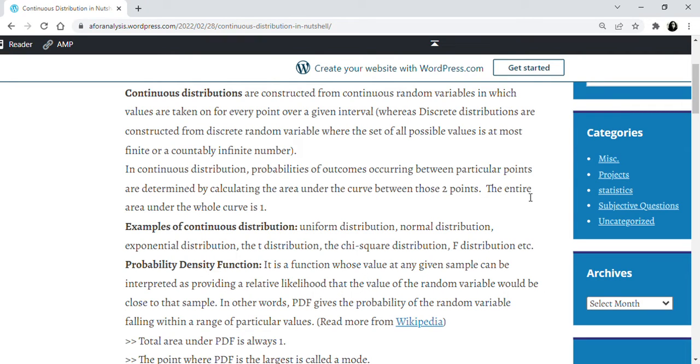Let's go back to our continuous distribution again, and what we are seeing here is that the entire area under the whole curve will be 1. This will be true in all scenarios. Now let's talk about a few examples of continuous distributions. There is uniform distribution, normal distribution, exponential distribution, t-distribution, chi-square distribution, f-distribution, and so on. But here we will talk about only a few important examples.